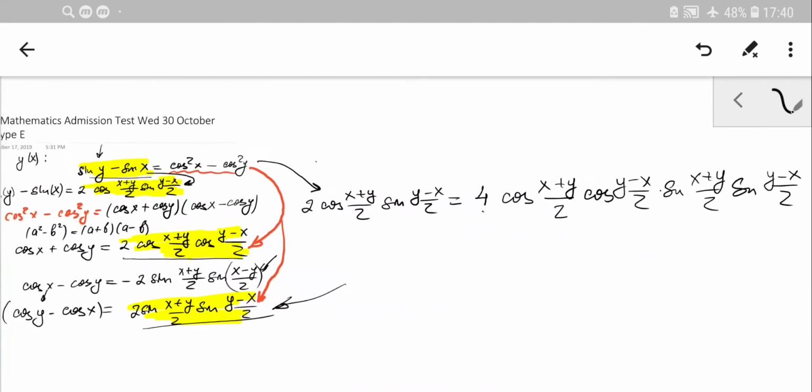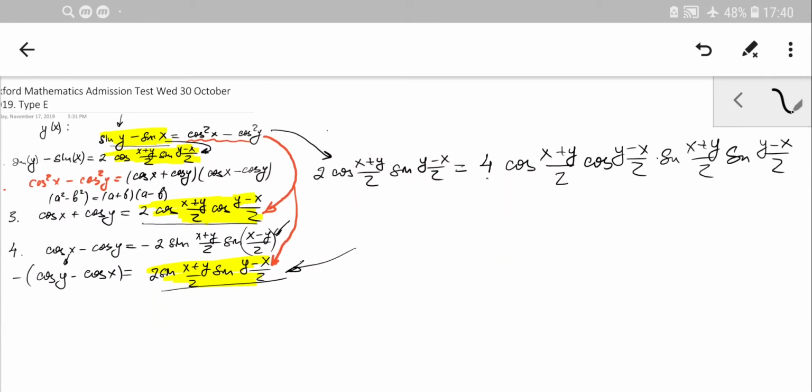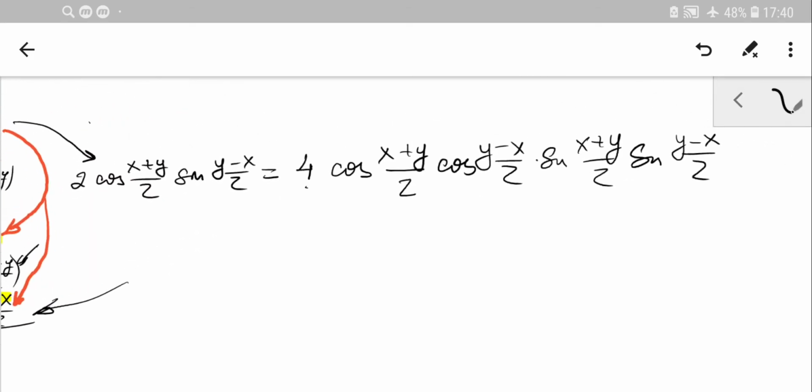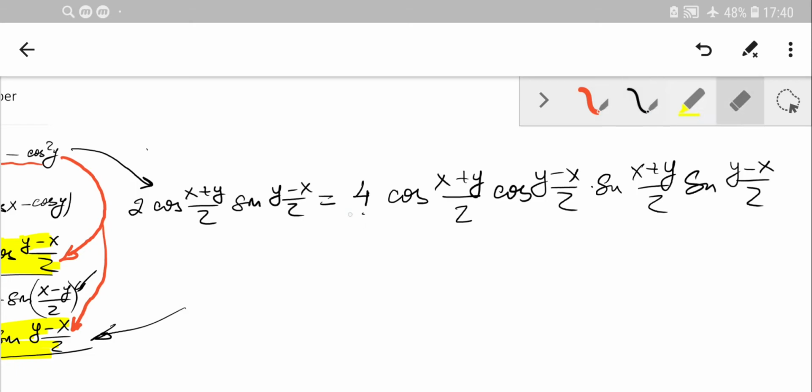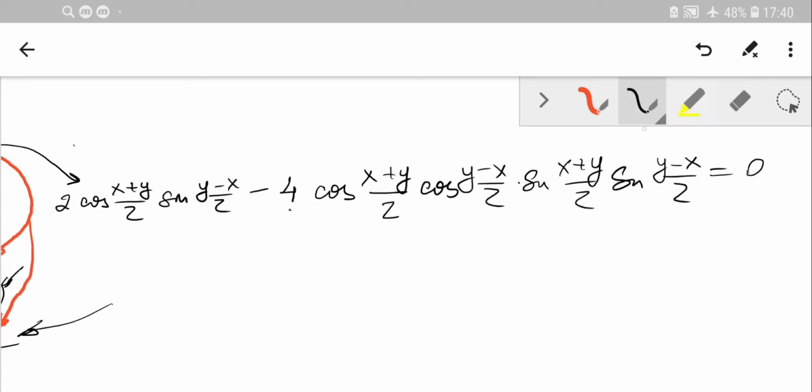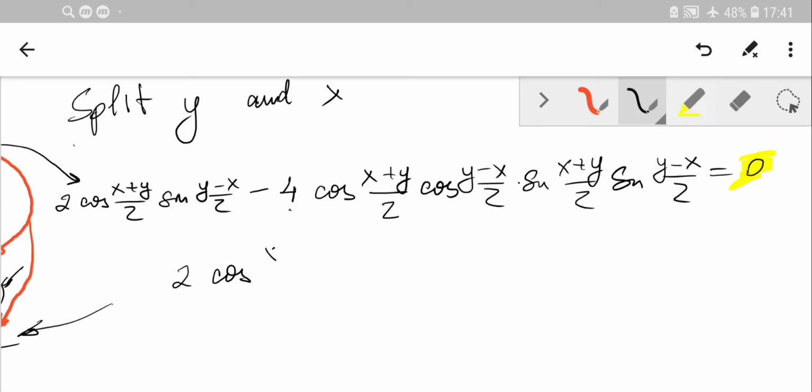Just one more time, compare and see what actually we did. So we'll put yellow parts into corresponding place. So right now we just need to transfer the right side to the left, so I put minus and equate to 0. And that's cool because we have 0 in the right side, so we can factorize and hence split y and x. So our goal was to split y and x, right? So what we can do, we can factorize. So 2, we can factorize cos (x+y)/2. So I grab it from there.